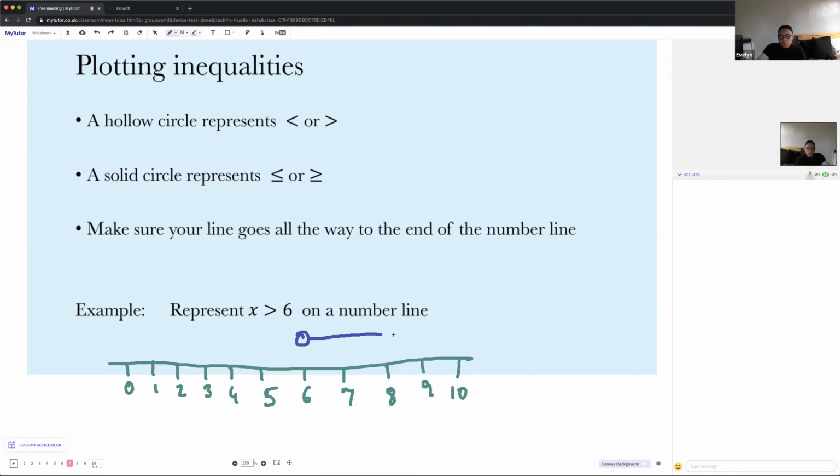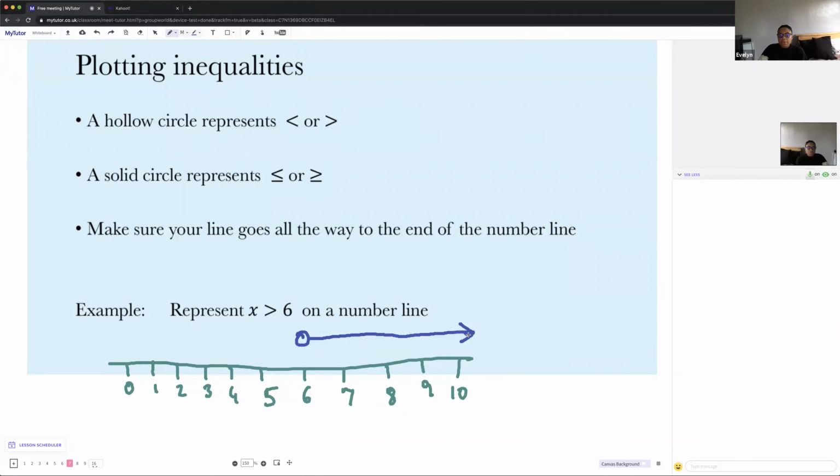So if you think about all the numbers which are greater than 6, 7 is greater than 6, 8 is greater than 6, 9 is greater than 6. So we're going to have a line that's going like this, and make sure you put your arrow just to show that it continues to go upwards as well.